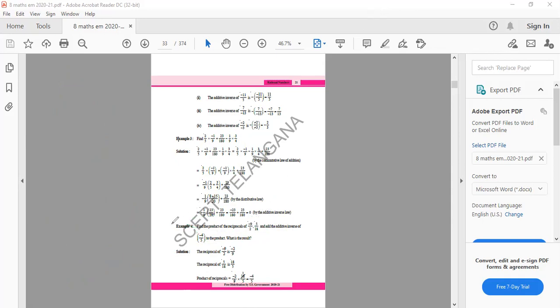The English medium thing is very clear. You need to understand the question first of all. That is the very important thing.